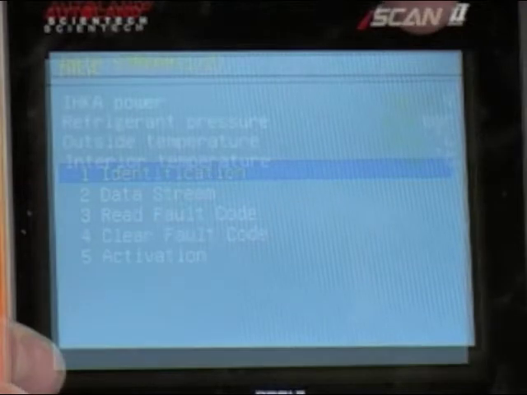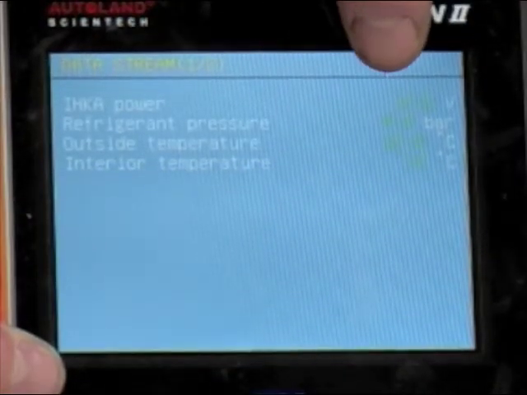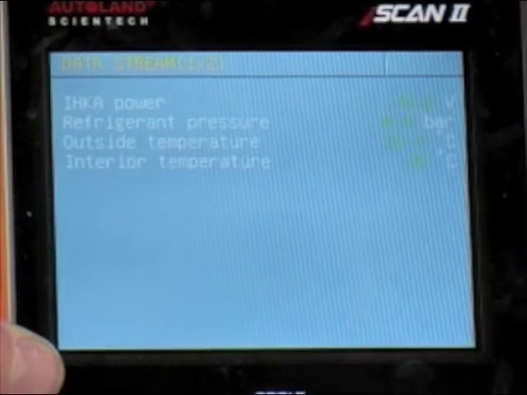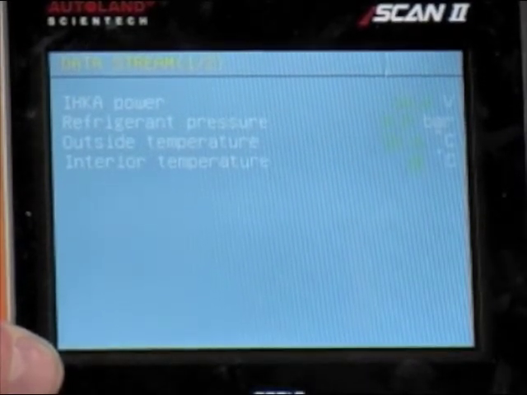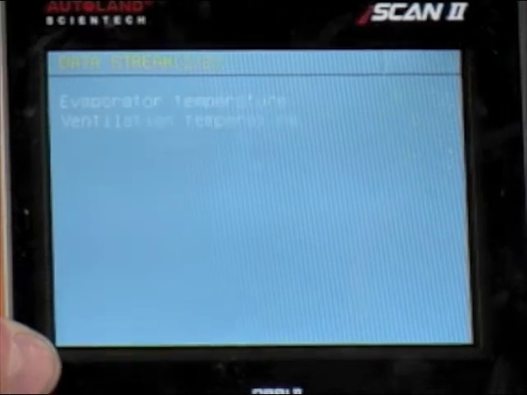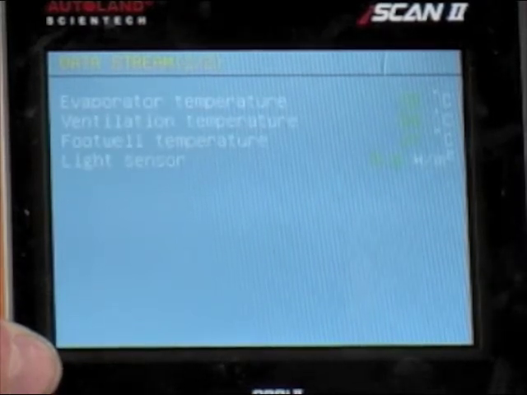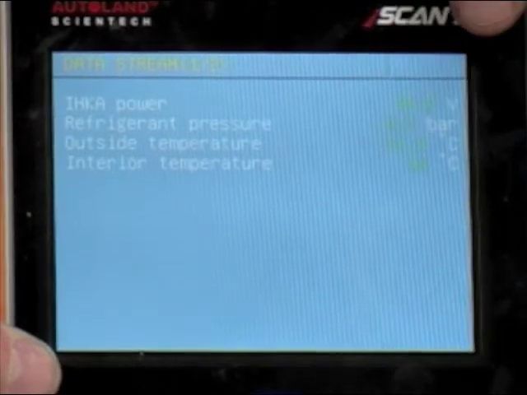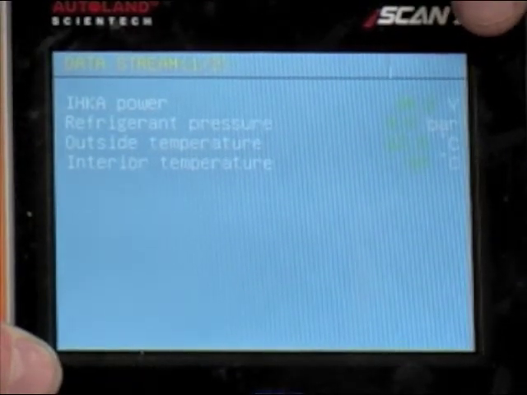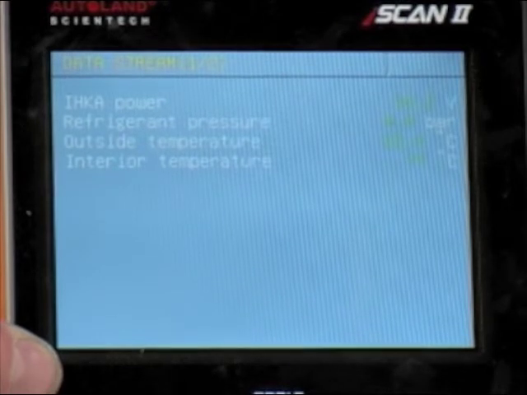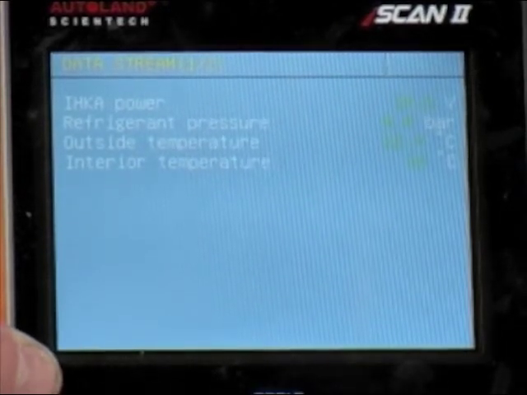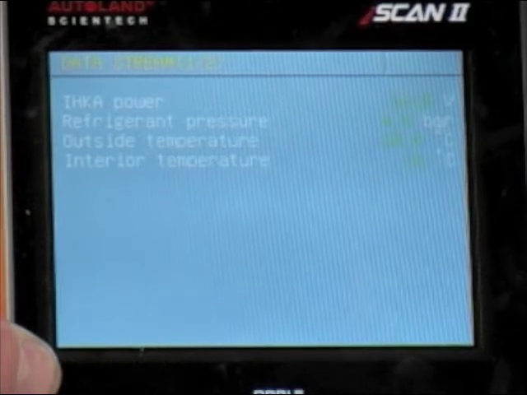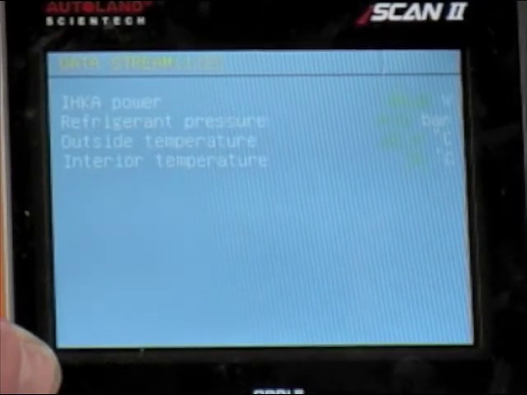Now we can see we've got voltage, we've got 4 bar of pressure, which is obviously the standing pressure, outside temperature, interior temperature sensor. So nothing is actually moving there at all. Although we've got voltage, we've got 4 bar as standard, there is no operational usage of the air conditioning system. So we need to have a more in-depth look in other areas to see if there is any fault codes.